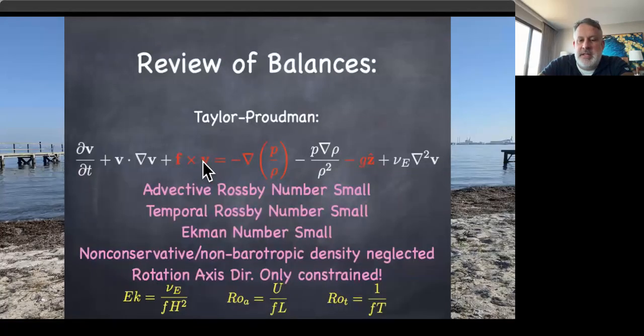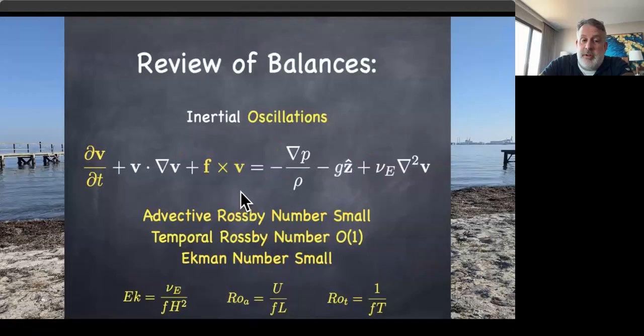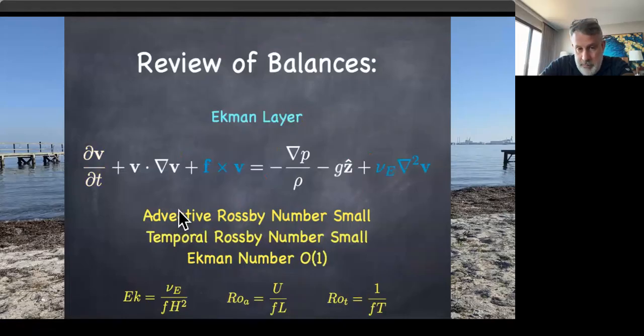So when we go back to our balances, now we can say Taylor-Proudman exists when the advective Rossby number is small, the temporal Rossby number is small, and the non-conservative and non-barotropic densities are neglected. So you could say the Euler number is small and the Ekman number is small. That's the dominant balance that's left over. Similarly, the inertial oscillations have an advective Rossby number that's small, an Ekman number that's small, and a temporal Rossby number that's order 1. The Ekman layer: advective Rossby number small, temporal Rossby number small, Ekman number order 1, and so on.